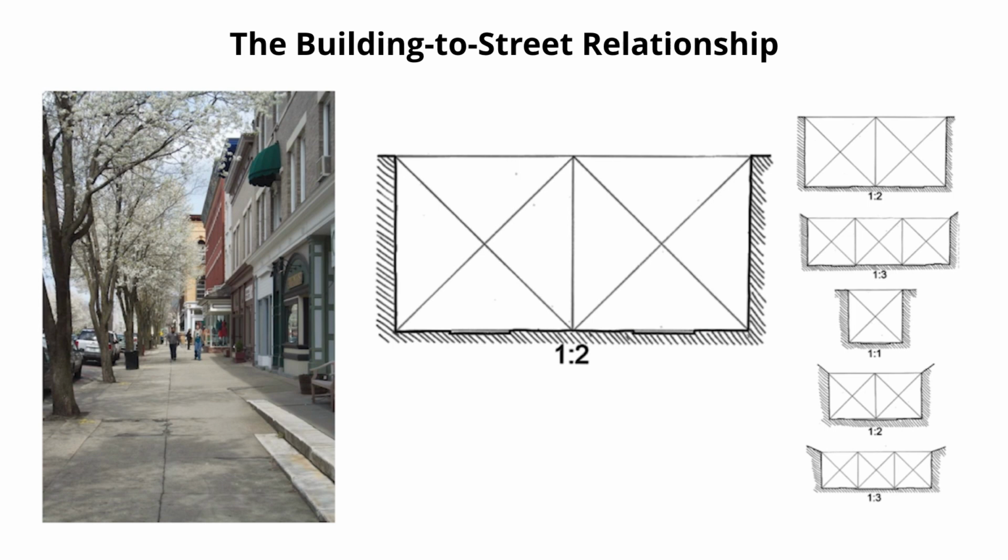So here's the point. The building to street relationship is the most important thing we regulate in form-based codes. There's a kind of grammar in the architecture, in the position of the building on its lot, that gives the street a shape.